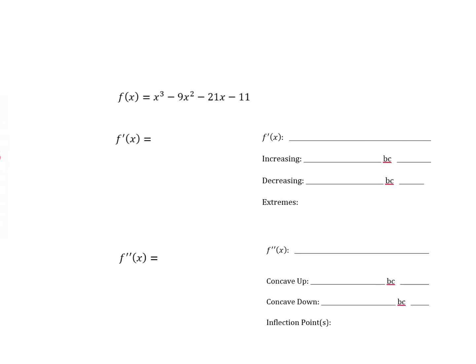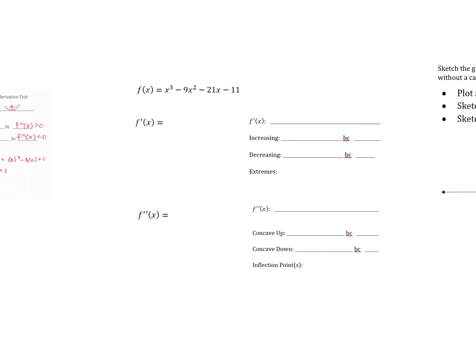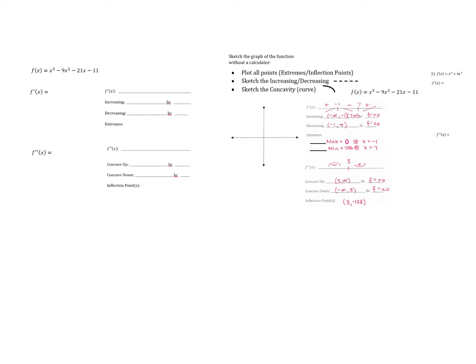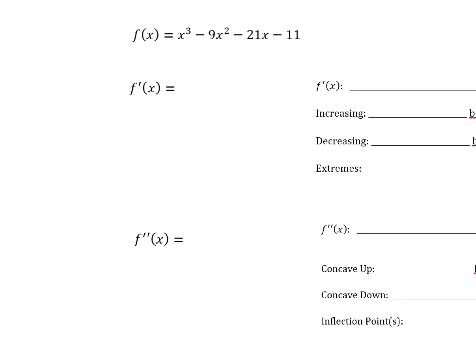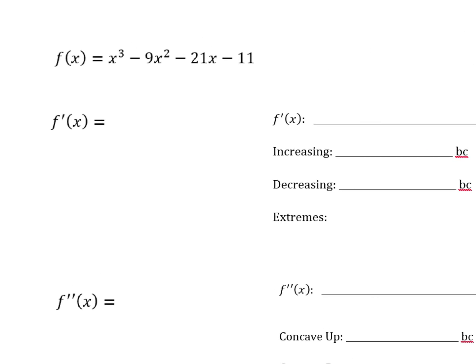All right, for this next one, we're going to start off just by doing the derivative. And then I've got the nicely written out stuff that we'll scroll over to after the fact. All right, so first, let's get our first derivative, 3x squared minus 18x minus 21.